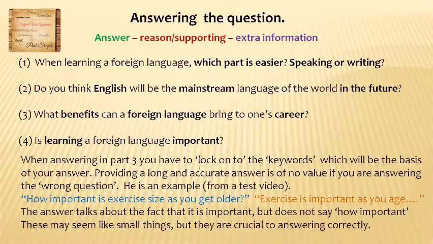When answering in part 3, you have to lock on to the keywords, which will be the basis for your answer. Providing a long and accurate answer is of no value if you're answering the wrong question. Here's an example. This is taken from a video on YouTube.